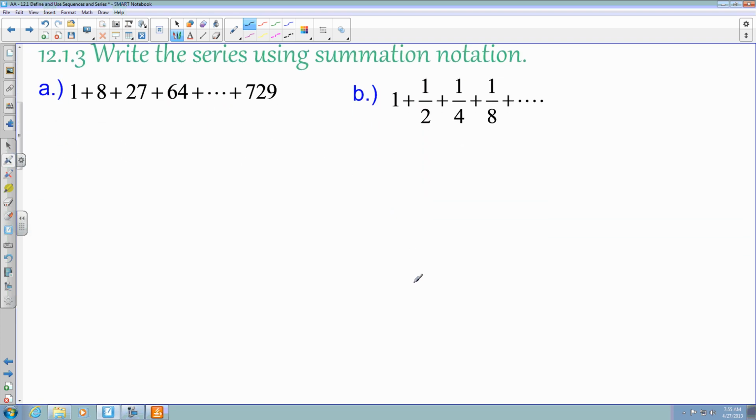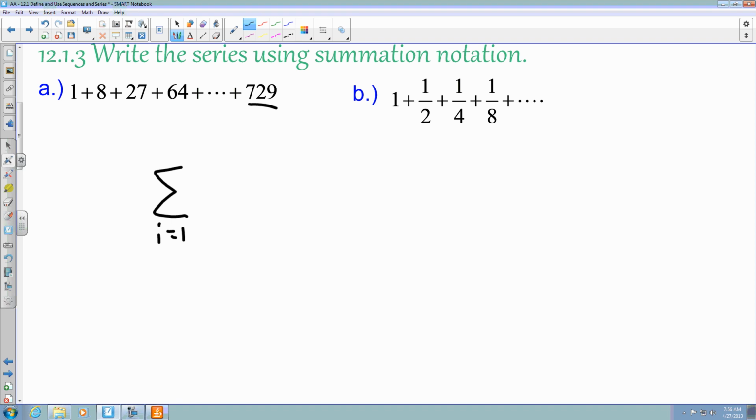So here, they want us to write a series using the sigma notation. So I'm going to have it looking like this, and then I'm going to approach it with I equals 1. And as you notice here, it has a certain stopping point. It stops at a value of 729. I don't know exactly where that stopping point is without knowing the pattern, but I'll take a look.